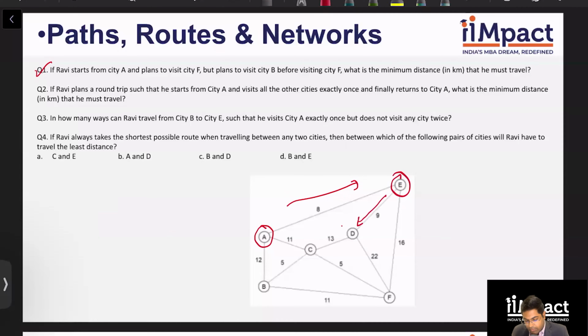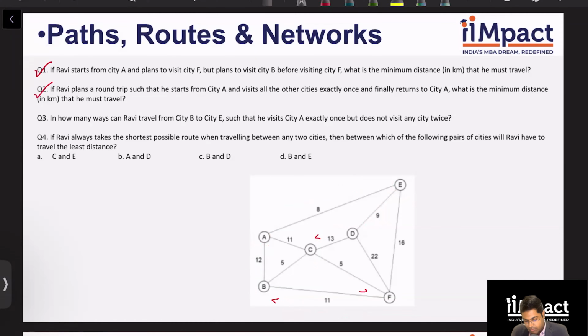Right. Then going to C. Then going to F. Then going to B. And finally going back to A. This way I am able to choose minimum distance at every point and also ensure that I'm not visiting any city more than once. And this route I think will give you the answer, which is 58. So that's it for question number 2.